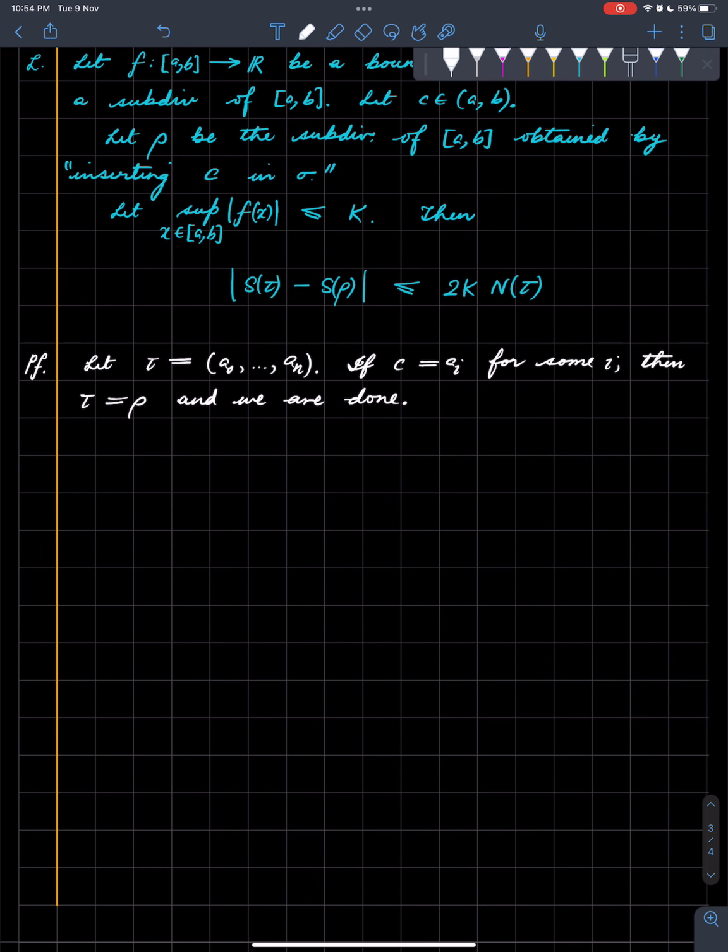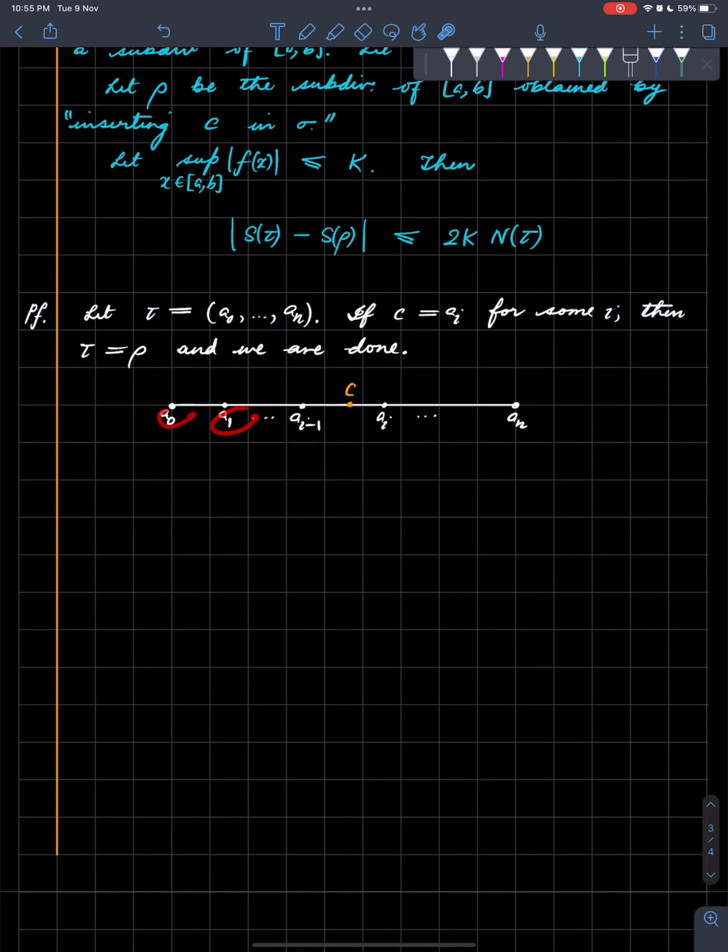So we may assume that c is not equal to ai for any i, and then what we can do is, let's say this is a naught, then somewhere a1 dot dot dot, there's ai minus 1, then you have c somewhere in between these two things, ai dot dot dot an. So let's say c is between ai minus 1 and ai. Since it is not equal to any of these folks, it has to be strictly between one of the two, and let's say that index is i.